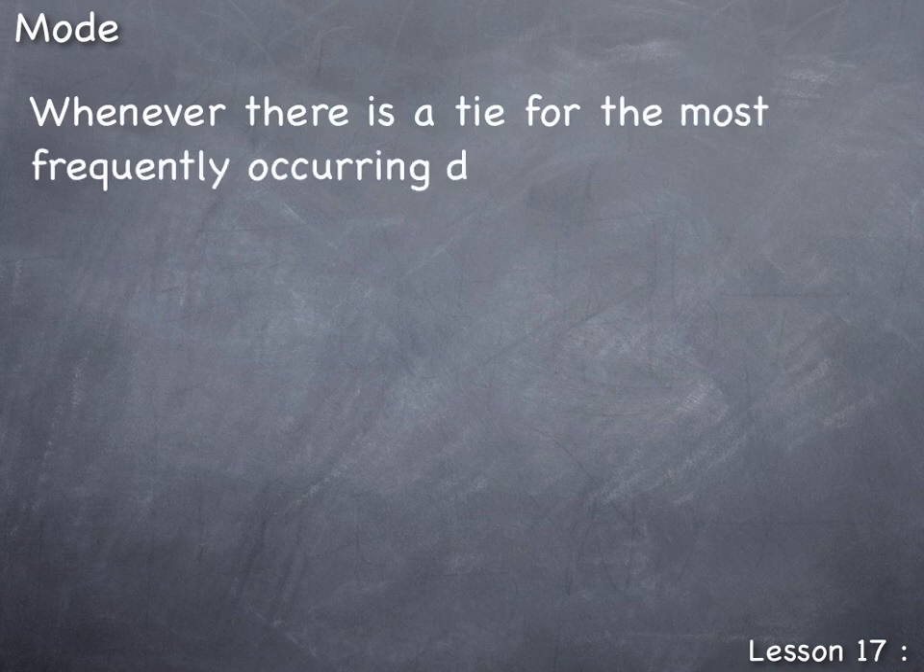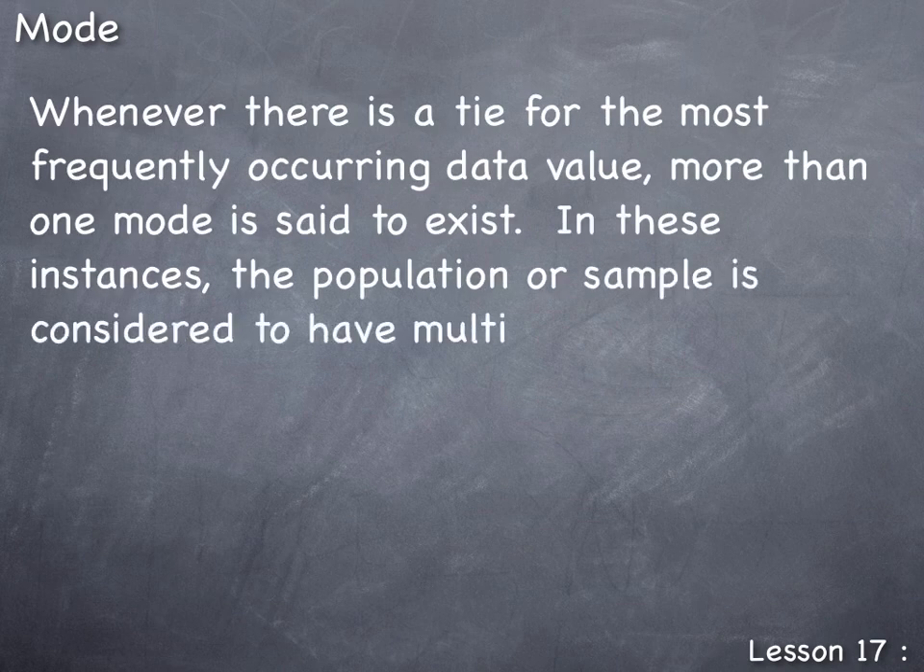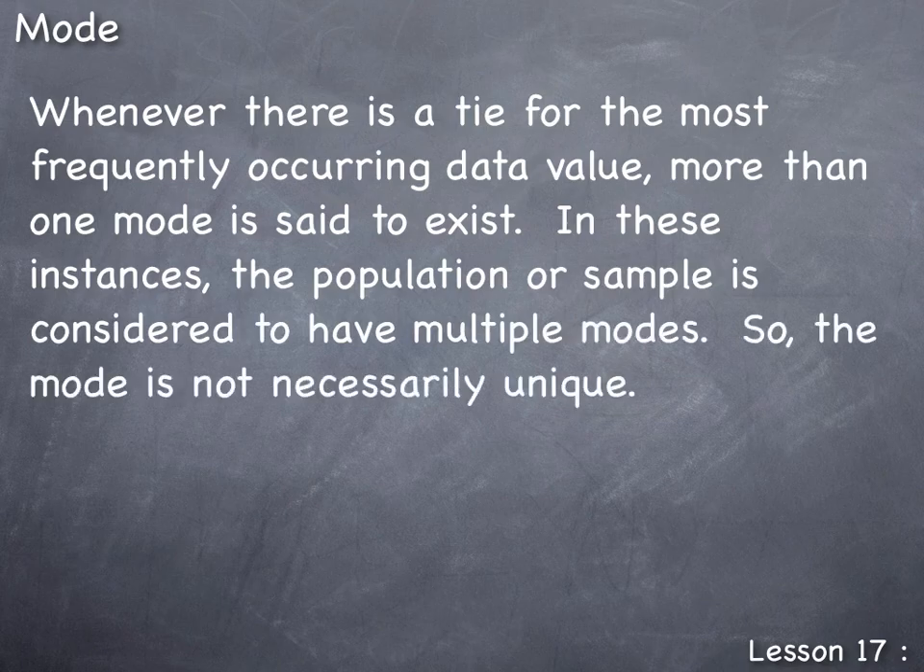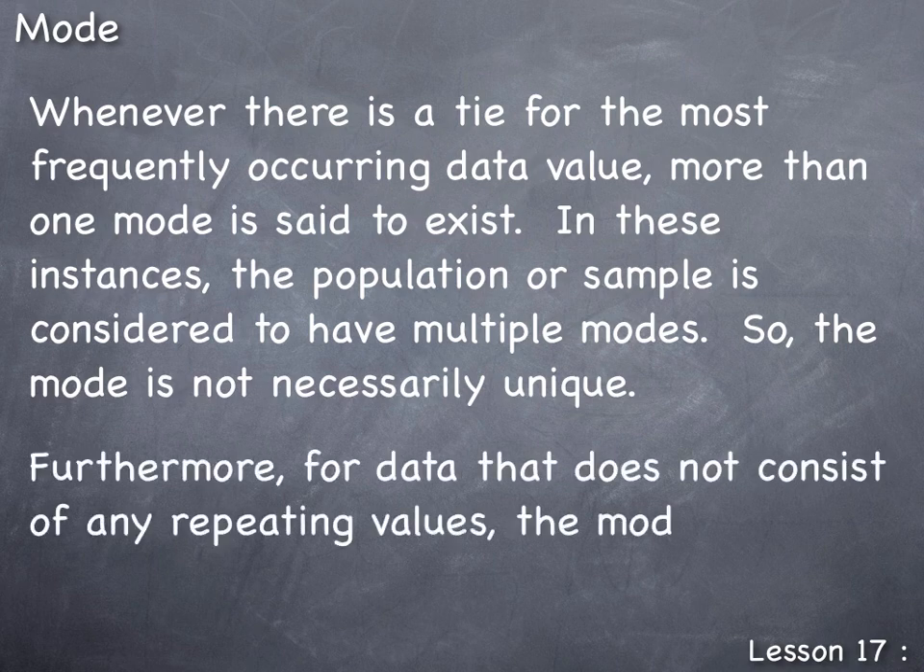Whenever there is a tie for the most frequently occurring data value, more than one mode is said to exist. In these instances, the population or sample is considered to have multiple modes. So the mode is not necessarily unique. Furthermore, for data that does not consist of any repeating values, the mode does not even exist.